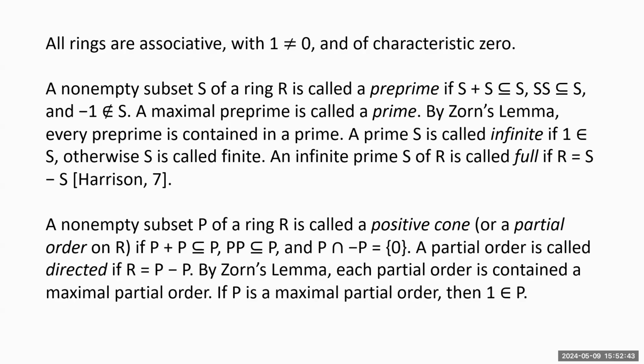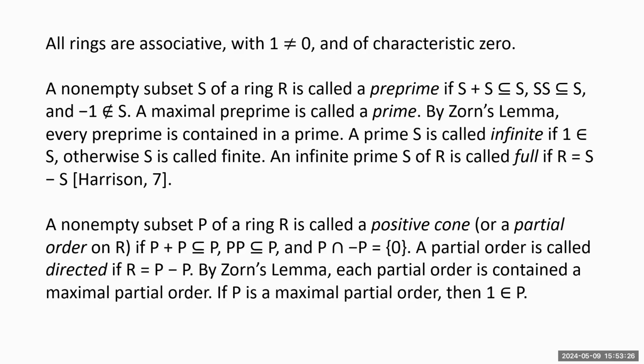Here is the definition of a partial order. I think I'm familiar with it, but I will list it here so we can compare. A subset P of a ring is called a positive cone, or just a partial order, if P is closed under addition and multiplication, and the intersection of the positive part and the negative part is 0. A partial order is called directed if R is equal to P minus P, so any element is a difference of two positive elements. By Zorn's lemma, each partial order is contained in a maximal partial order. If P is a maximal partial order, it's pretty easy to verify that 1 must be in P.